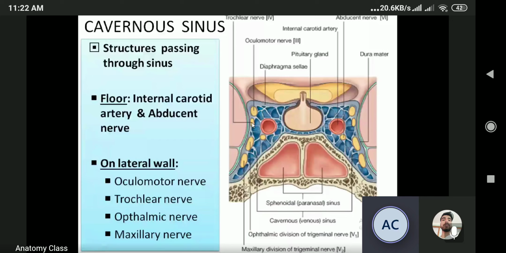These 4 nerves traverse through the lateral wall of the cavernous sinus, while internal carotid artery and inferior lateral to that abducent nerve travels through the cavernous sinus towards its floor. Okay, remember this structure passing through the cavernous sinus is important. Actually, whole of the cavernous sinus is important for you people. Then we'll talk about the relation of the cavernous sinus.